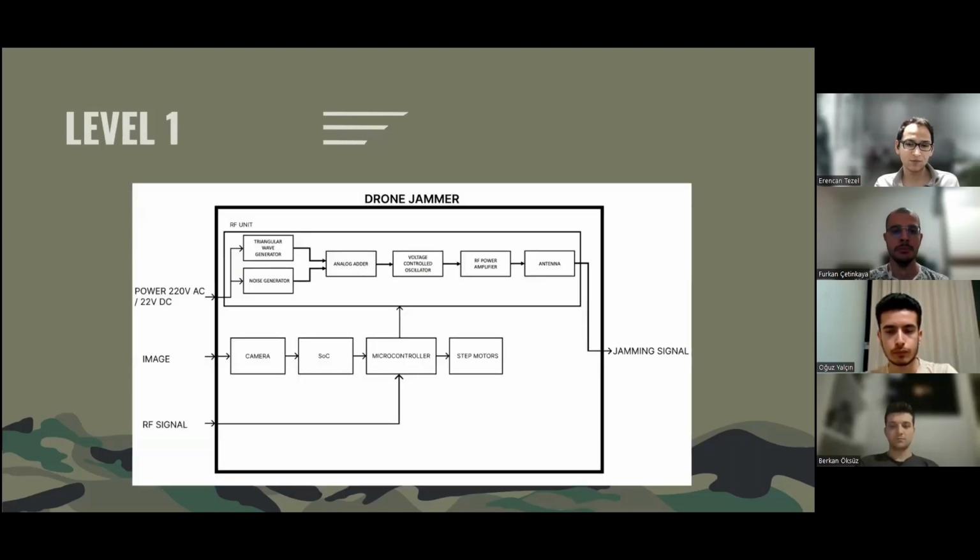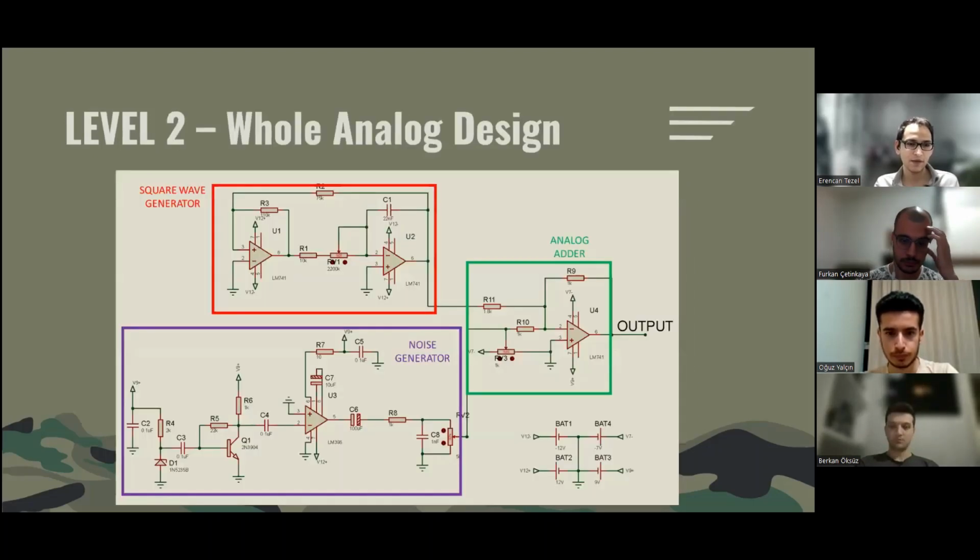The first part produces the RF unit and the jamming signal. The other part is the control unit. It uses artificial intelligence to detect the target and control the motor and signal. Here you can see the circuit where we produce the jamming signal.